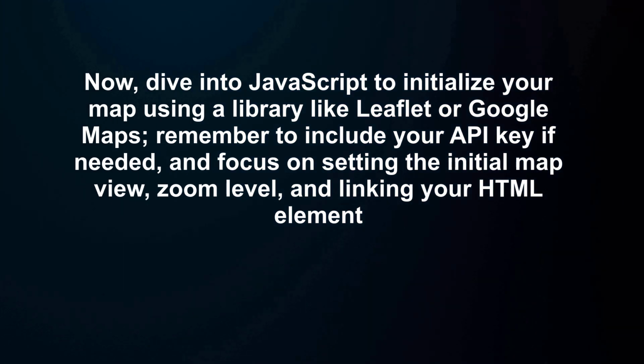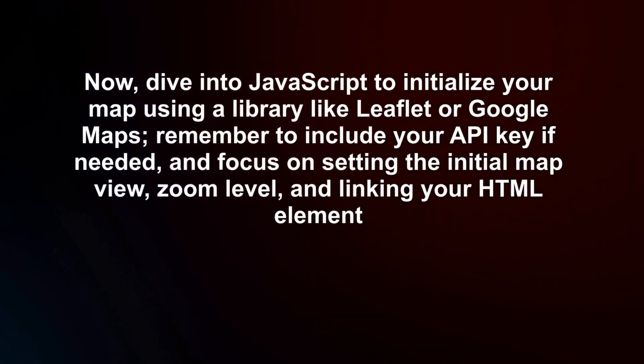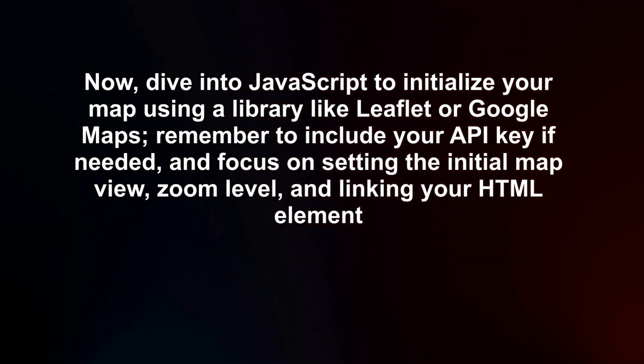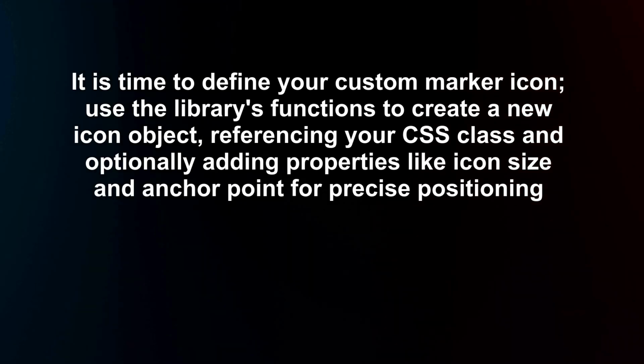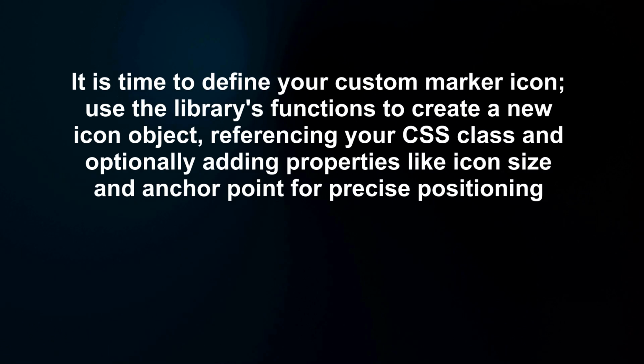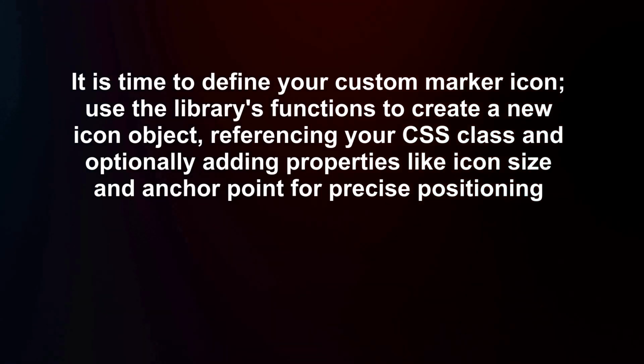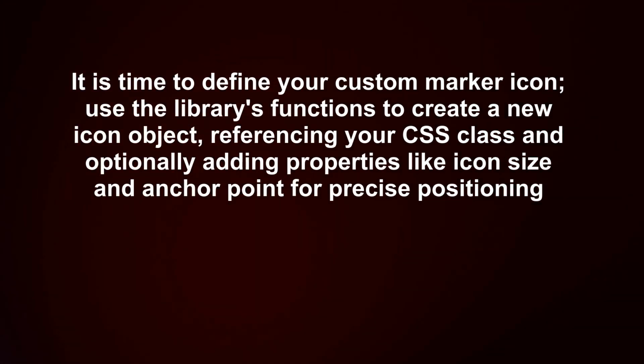Remember to include your API key if needed, and focus on setting the initial map view, zoom level, and linking your HTML element. It is time to define your custom marker icon. Use the library's functions to create a new icon object, referencing your CSS class and optionally adding properties like icon size and anchor point for precise positioning.